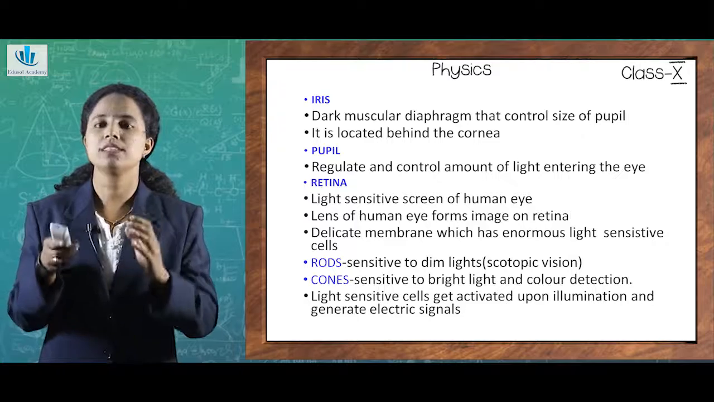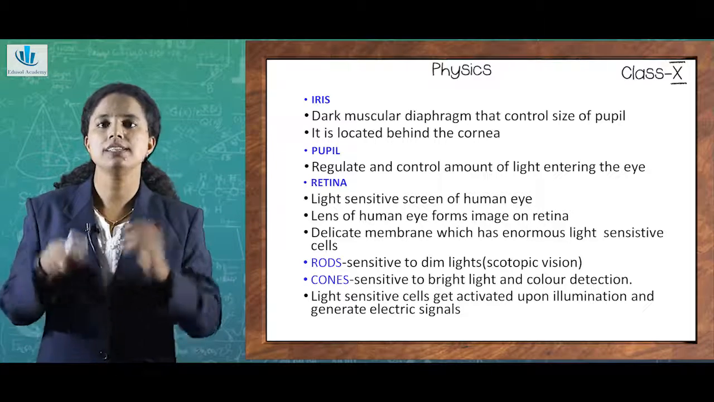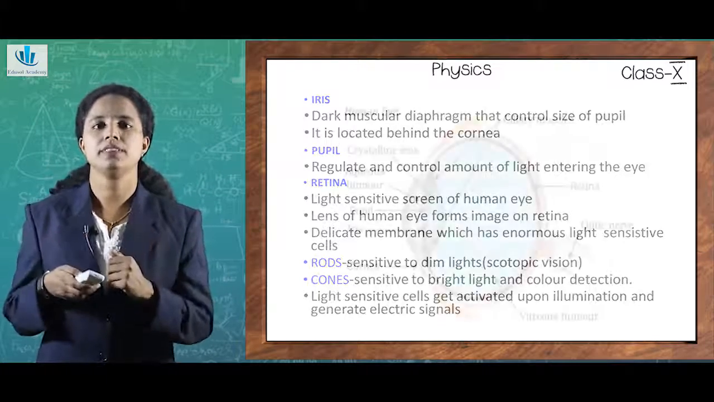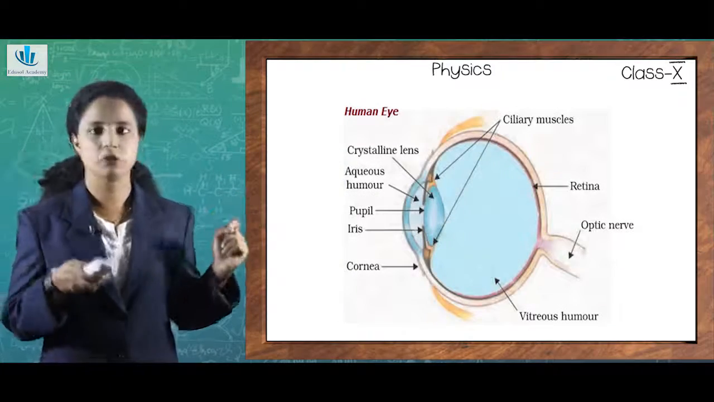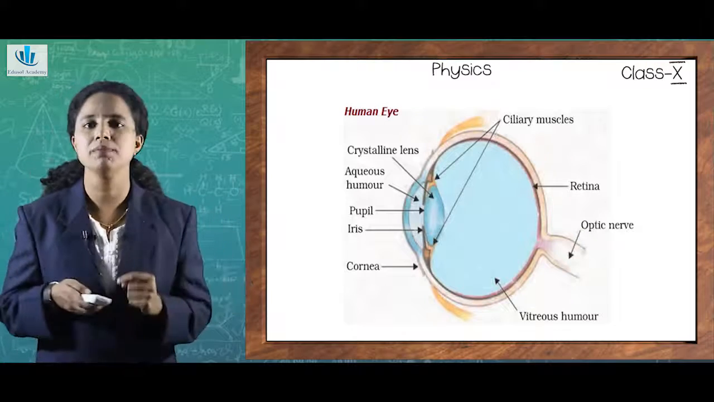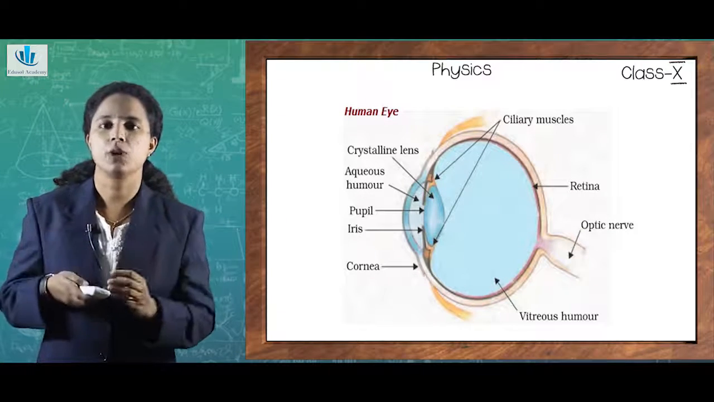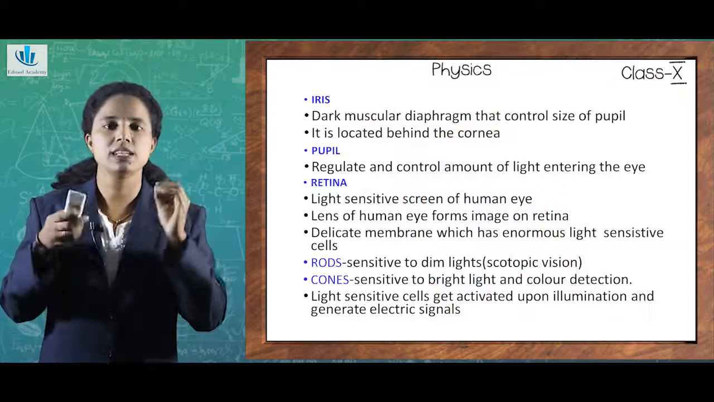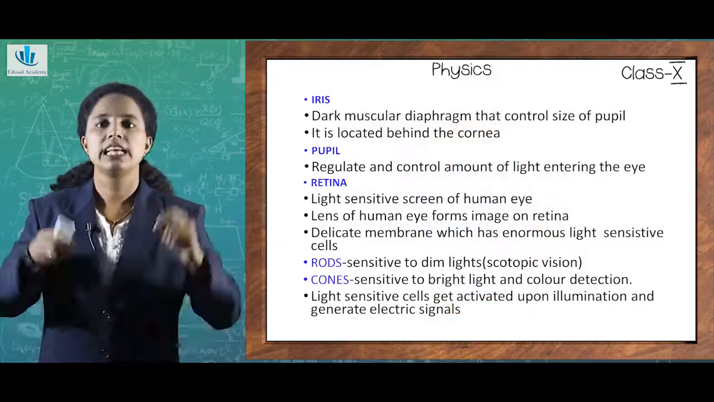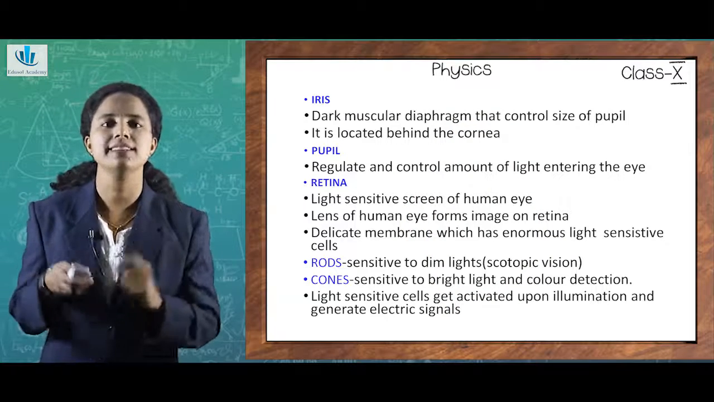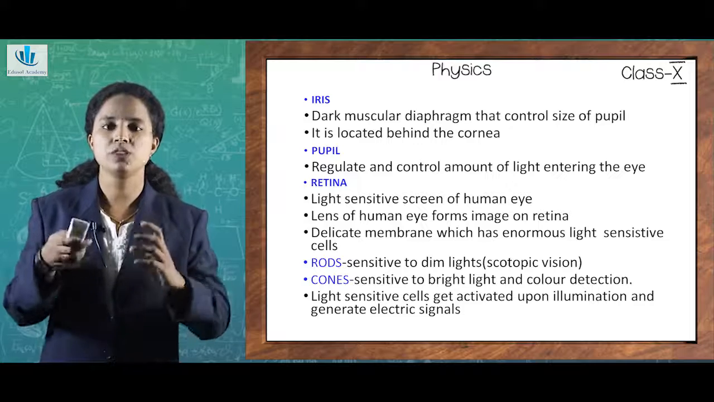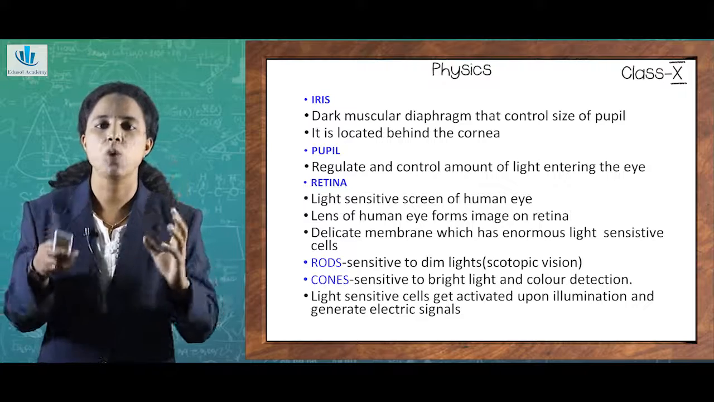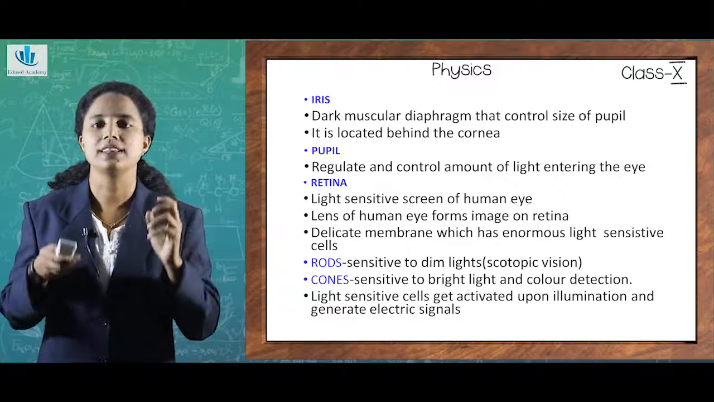So another one which is leading this to the final step is the iris and the pupil. Iris is a dark muscular diaphragm that controls the size of pupil. You can see where the iris and pupil are being placed. So iris is located behind the cornea and pupil is the first or the most important one that regulates and controls the amount of light entering the eye. For example, if you see a bright light suddenly, your eye dilates because the pupil is the one that controls the amount of light entering the eye.